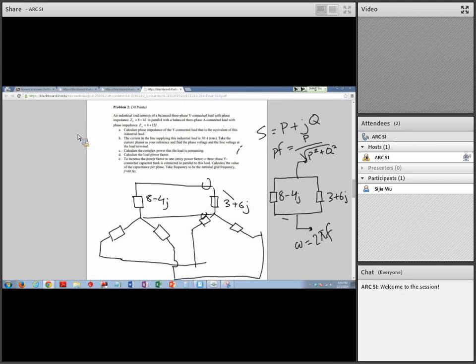How many classes have you taken with Shinichi? I took 211, 213, 319, now I'm taking 419.